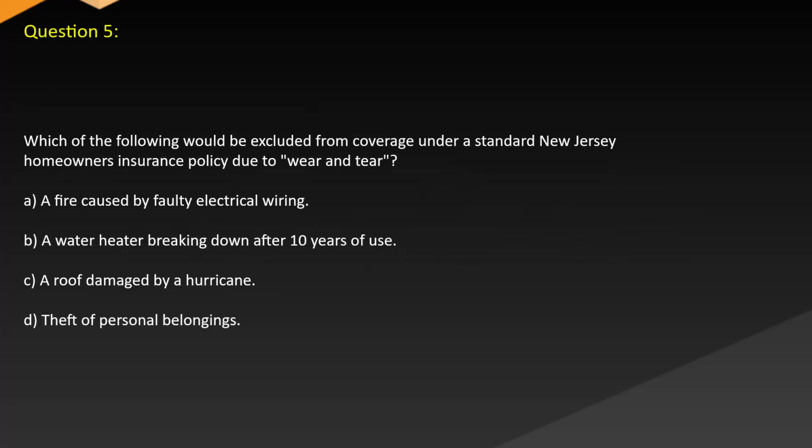Question 5. Which of the following would be excluded from coverage under a standard New Jersey homeowners insurance policy due to wear and tear? A. A fire caused by faulty electrical wiring. B. A water heater breaking down after 10 years of use. C. A roof damaged by a hurricane. D. Theft of personal belongings.